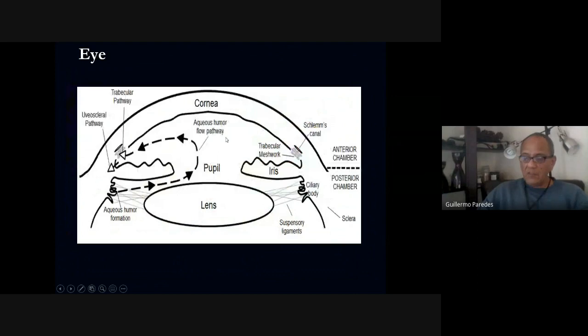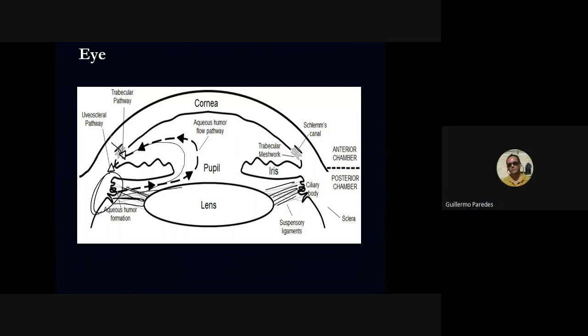Here we have a more simple graphic or cartoon. We have here the lens. All this is the posterior chamber. Here we have the anterior chamber between the cornea and the iris. And then we have here the ciliary body. Can you see these lines here? These lines are the ciliary muscles around all 360 degrees of the lens. And then they're going to produce what? The aqueous humor. The aqueous humor goes from the posterior chamber to the anterior chamber, going to the Schlemm's canal. That is where it's going to drain.